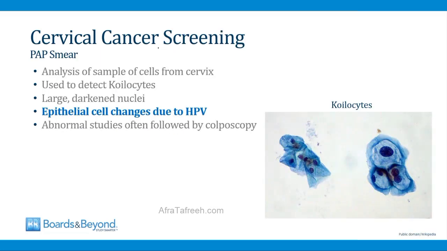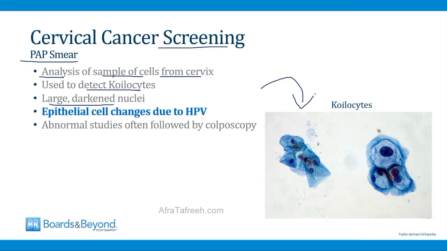So now let's talk about screening for cervical cancer, and we'll start by talking about the Pap smear, also known as the Pap test. This refers to an analysis of a sample of cells collected from the cervix, and the idea is to analyze those cells under the microscope and look for koilocytes. Koilocytes are cervical epithelial cells with large darkened nuclei. They look like what's shown on the screen here.